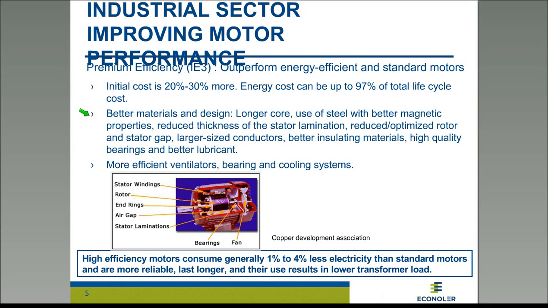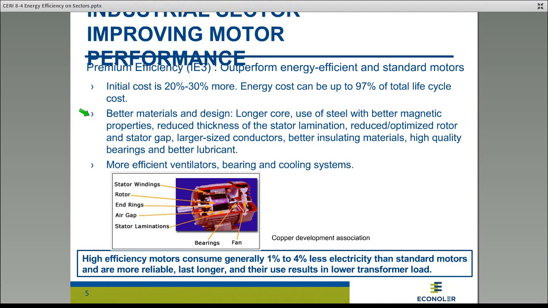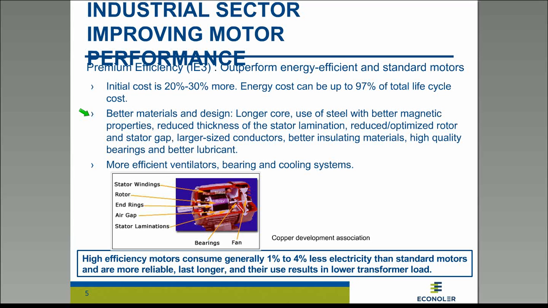Of course, because there are a lot of Joule effect losses in motors, larger size conductors or using copper instead of aluminum are also ways that manufacturers use to increase the efficiency of their product. Then we can combine that with better insulation materials, high quality bearings, better lubricant, better designed fans and bearing systems to reduce the mechanical loss.